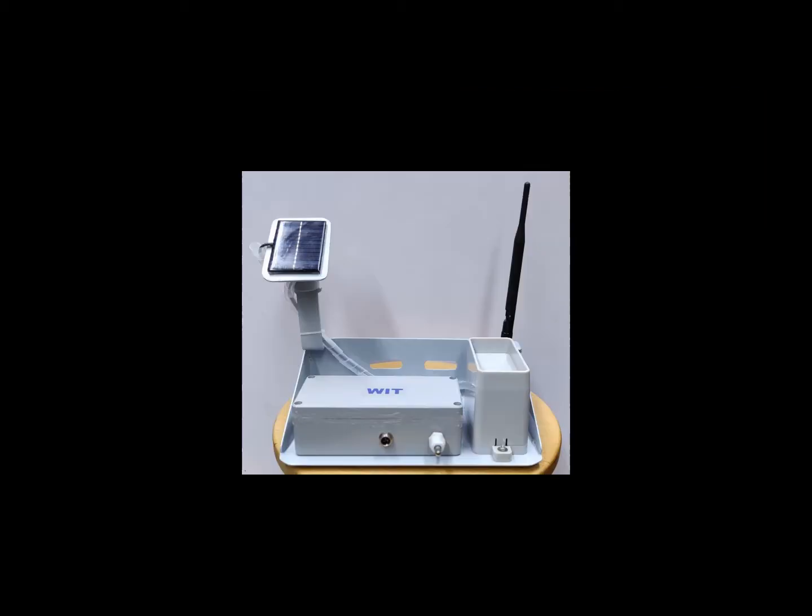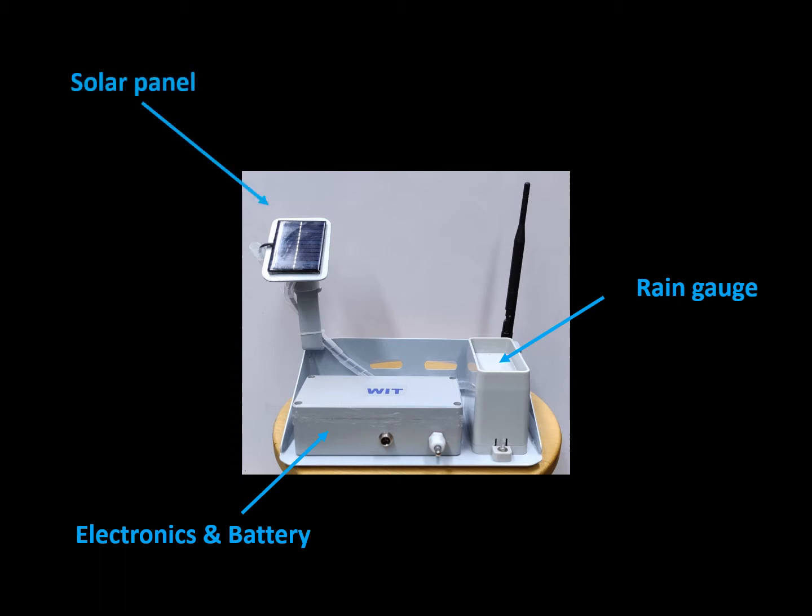Here you can see the different components of the sensor. As you can see, the sensor has a rain gauge which records the level of incident rainfall. It has some electronic circuitry to take the measurements and record them, and a battery which is used to keep the circuit operational. The sensor also has a solar panel through which the battery is charged, and it also has an antenna which is used to transmit the measured data.